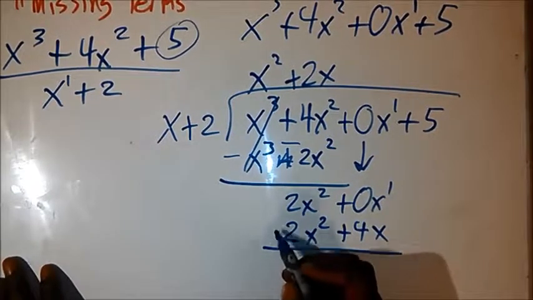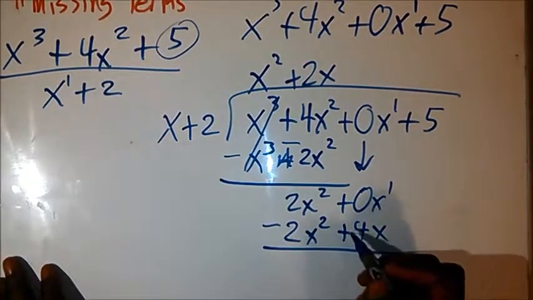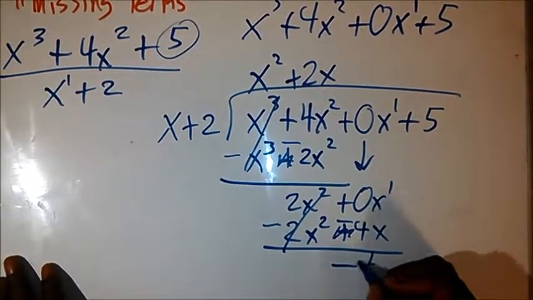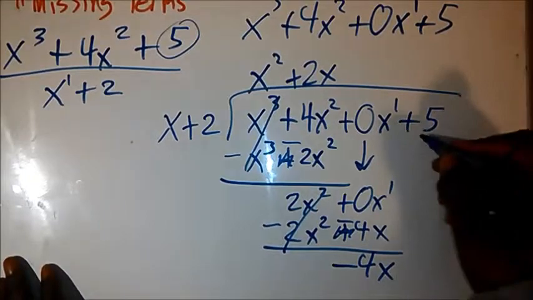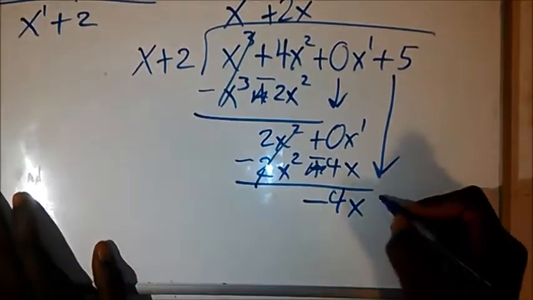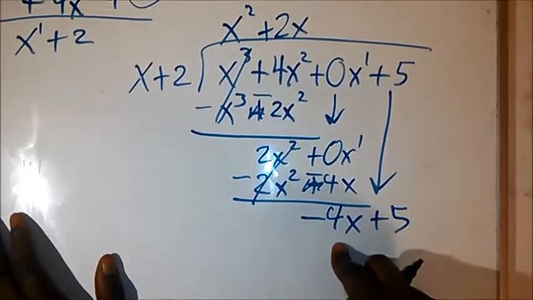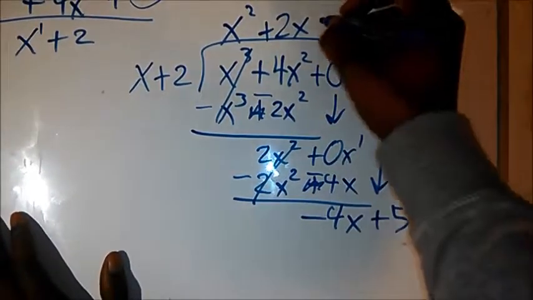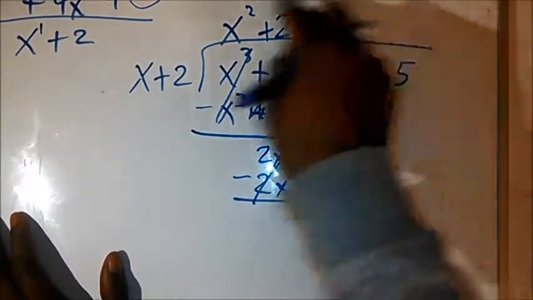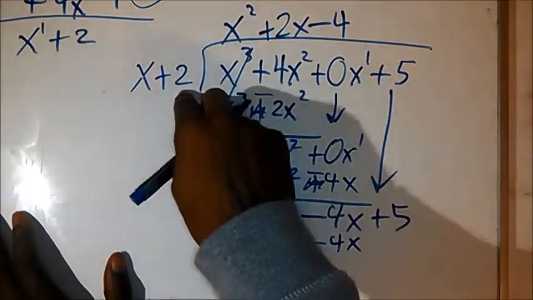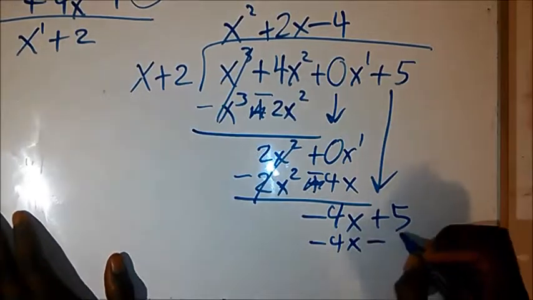You're going to subtract. This is positive, it's going to be negative. This is positive, it's going to be negative. That cancels out. Negative 4. Bring down this 5 here. Positive 5. We have to ask the question again. What times x equals negative 4x? It's going to be negative 4. Negative 4 times x is equal to negative 4x. Negative 4 times 2 is equal to negative 8.